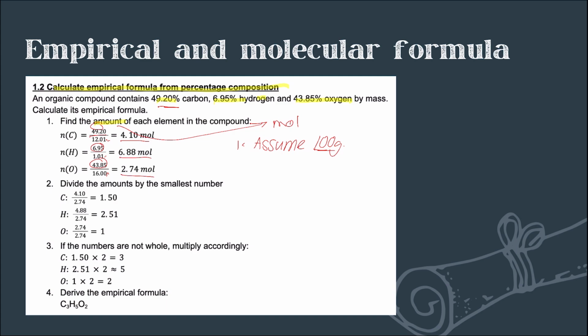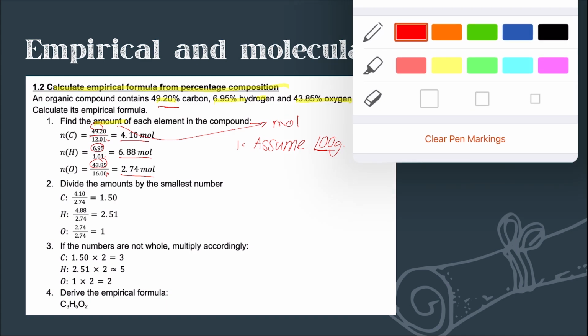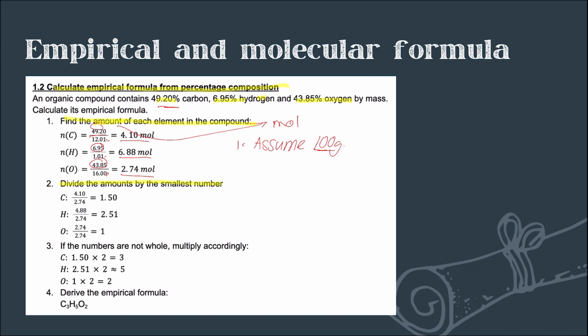We are next going to divide by the smallest number. The smallest number in this case was 2.74. So we're going to be dividing all of these amounts by 2.74, and then we're getting these numbers. Sometimes you might get really nice numbers, or it might be like 1.9 or 1.8999, very close to the next number, so you could just round it up, probably.